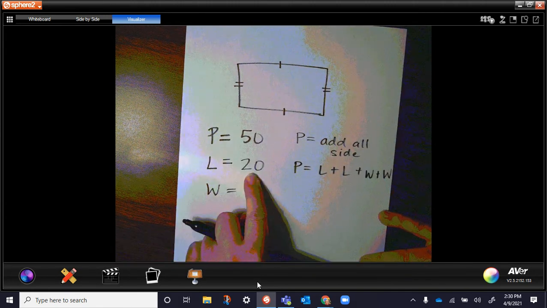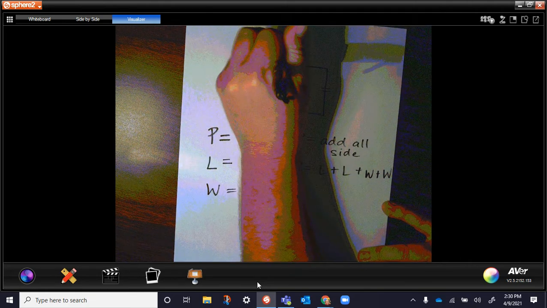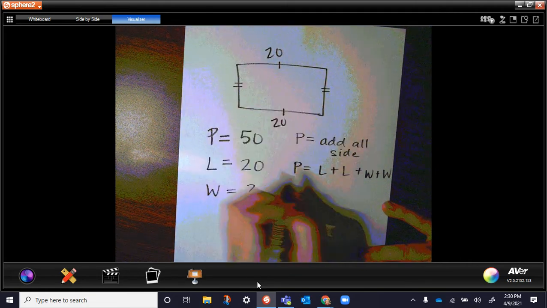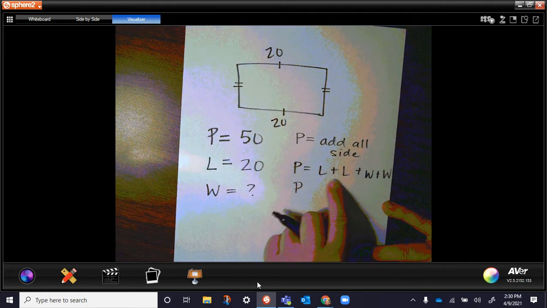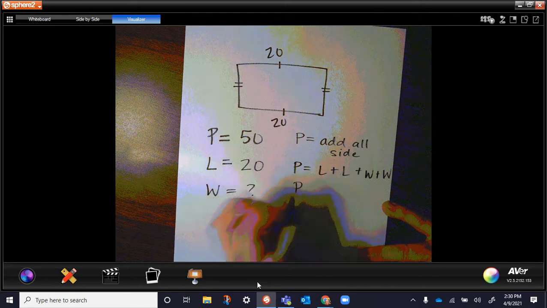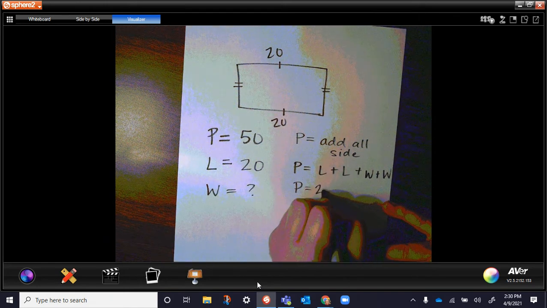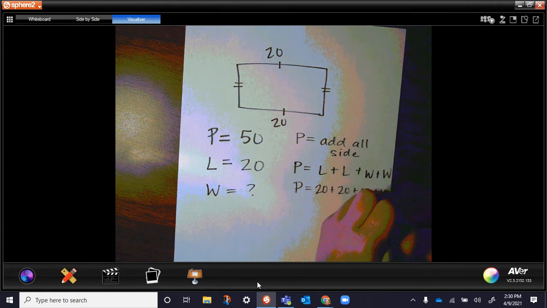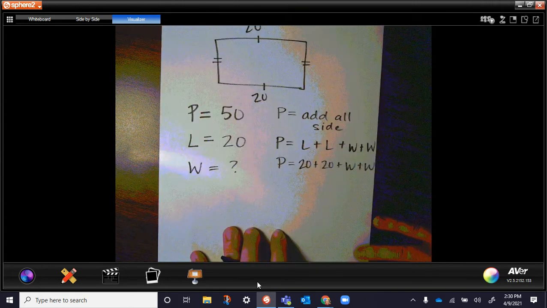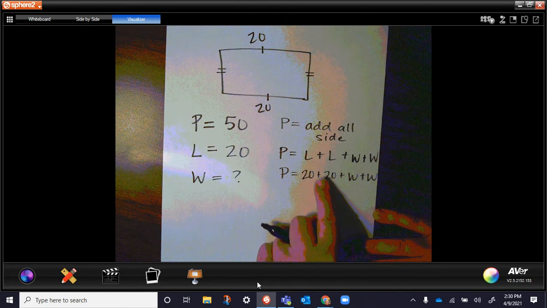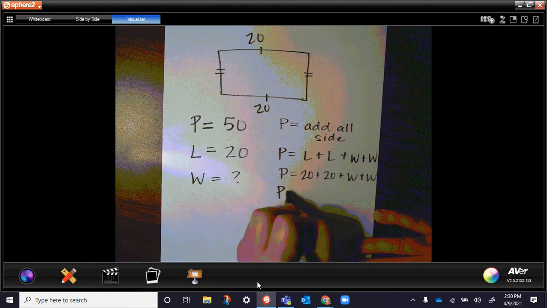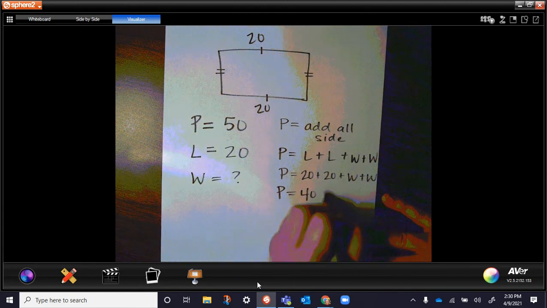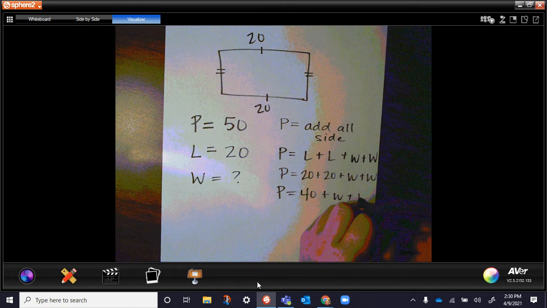Well, if length equals 20, I can add that in. And so in my formula, I don't need to put L anymore because I know that L is equal to 20. 20 plus 20 plus W plus W. I still don't know my width. So now I can combine those. 20 and 20 is 40 plus W plus W.